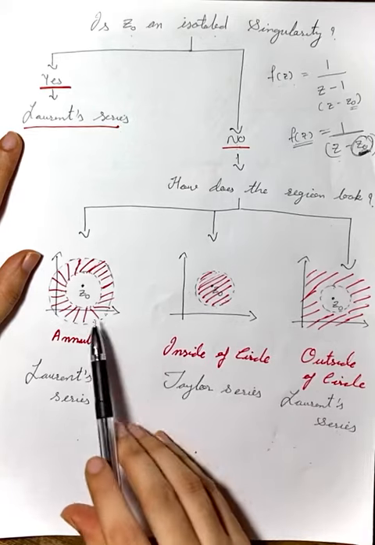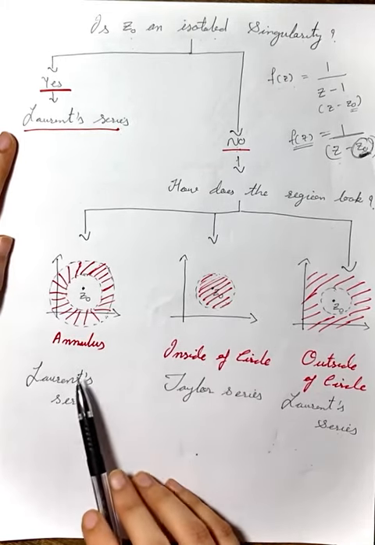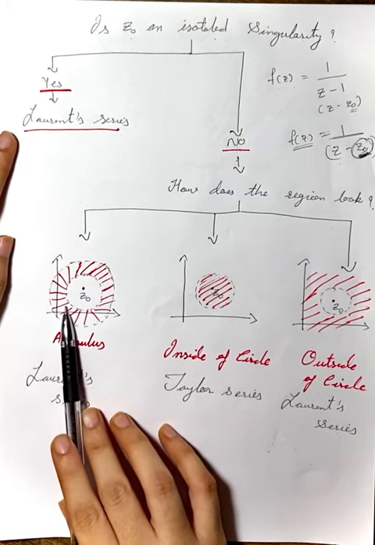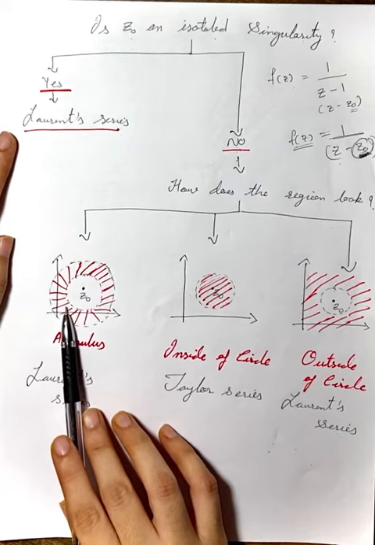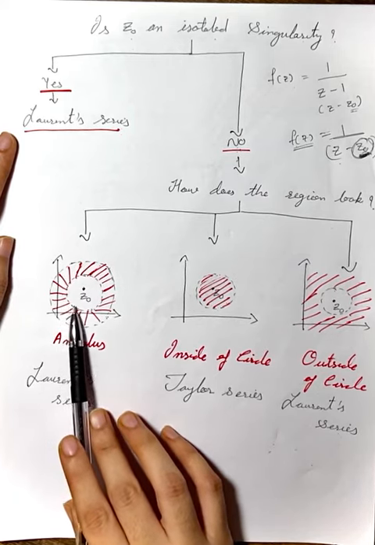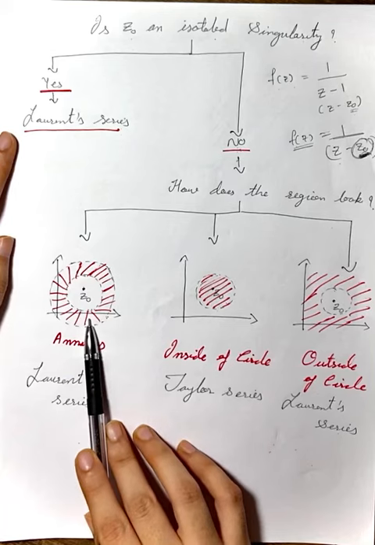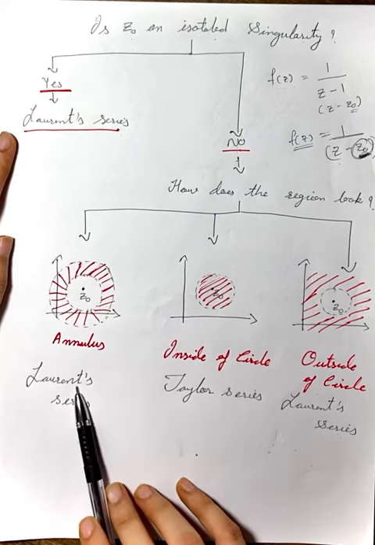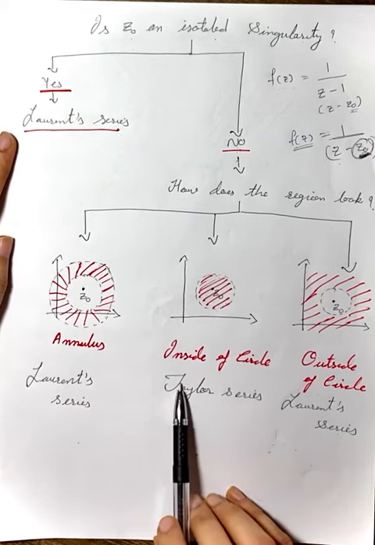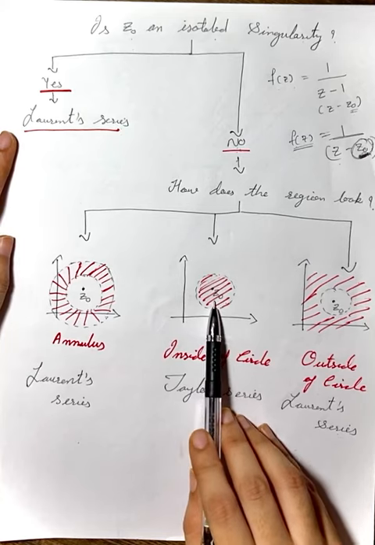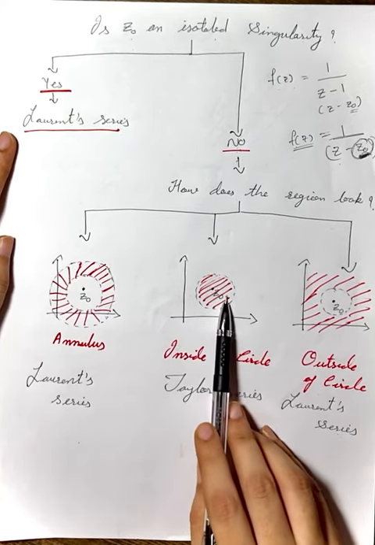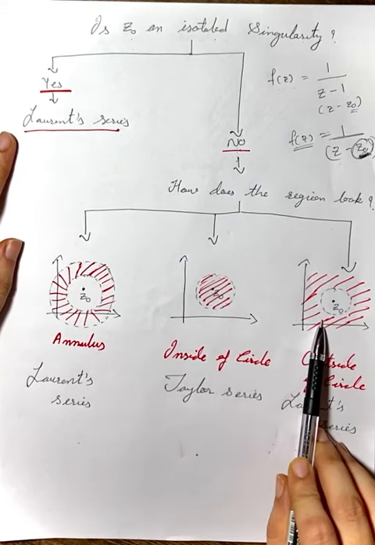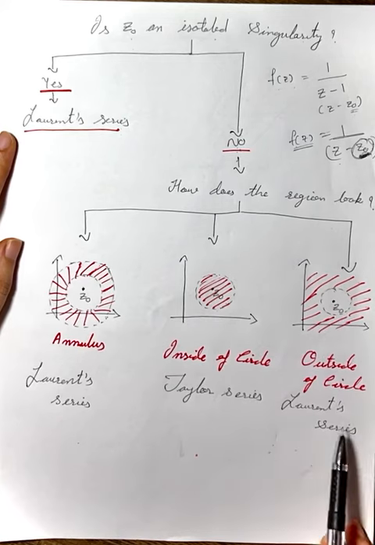Now among these three, these two are very straightforward, because when we define Laurent and Taylor series, for Laurent series we define this series for a ring shaped region. So it is very much similar to this annulus region. So once you have a ring shaped or annulus region, you must know that you are going to use Laurent series, and the Taylor series is for the circular region. So when you have a region inside the circle, of course you are going to use Taylor series, but for the outside of the circle, this kind of region, you are going to use Laurent.